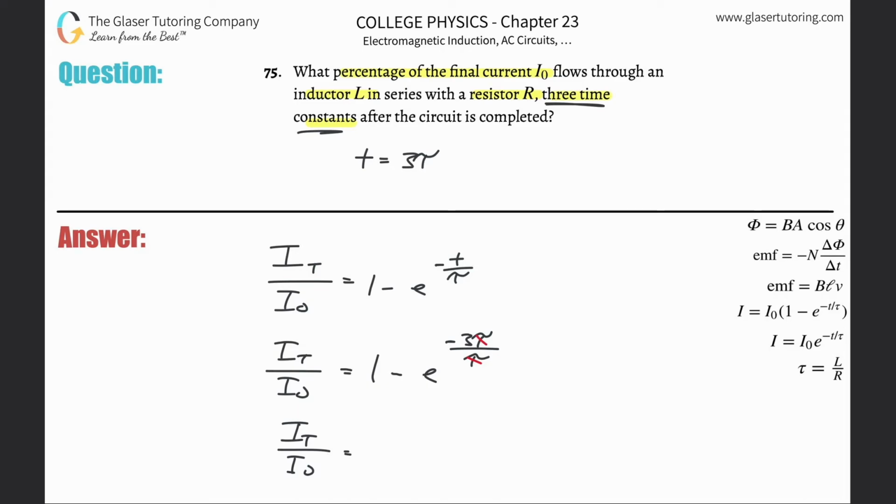And what do you get? About 0.950 or so. They want it in percent. You know that this is a decimal, so this is just about 95.0%.